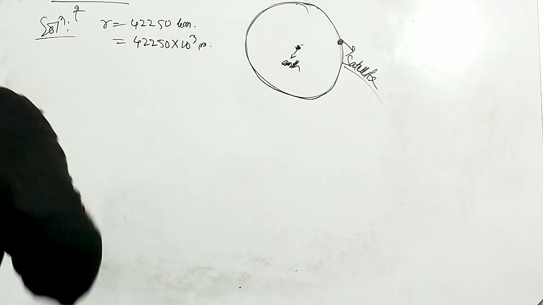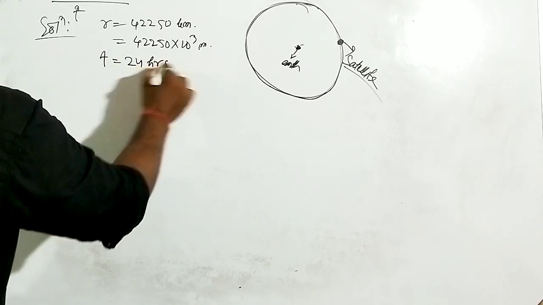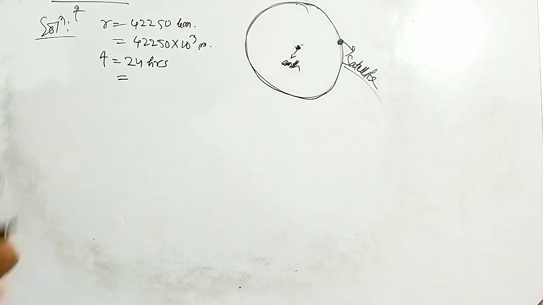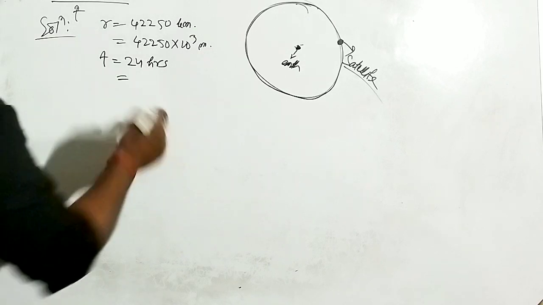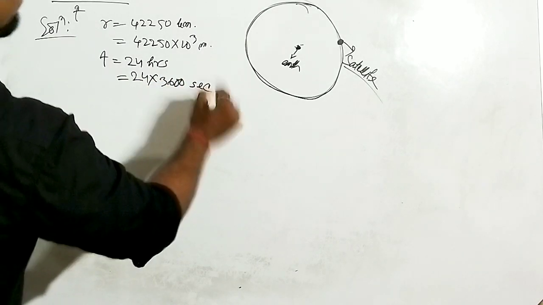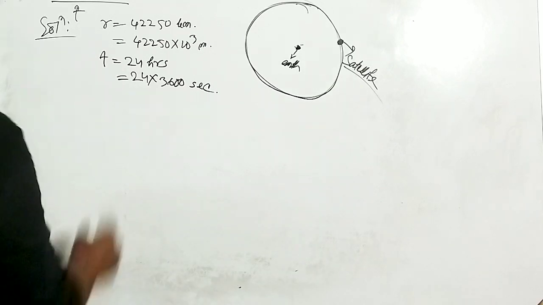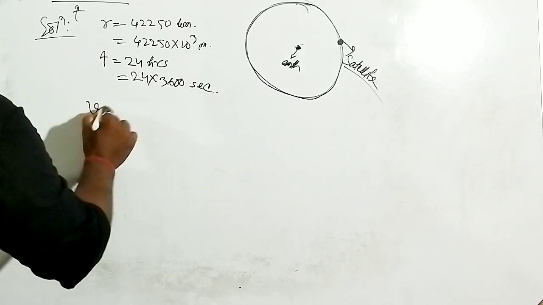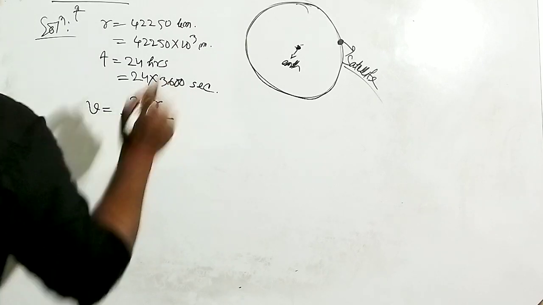So we have time t equal to 24 hours. In 1 hour the time in seconds is 3600 seconds. So what will be the seconds in 24 hours? 24 into 3600 seconds. Now we have r, we have t. We need to find the speed. I will represent the speed by v. One formula that we have is 2 pi r by t.